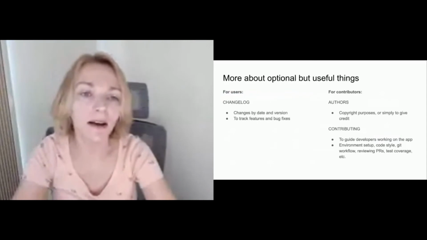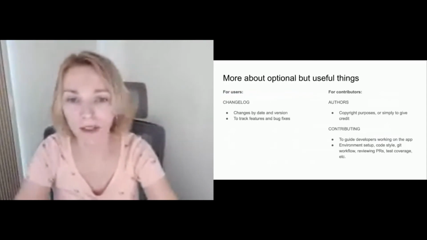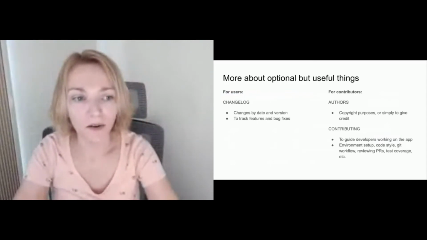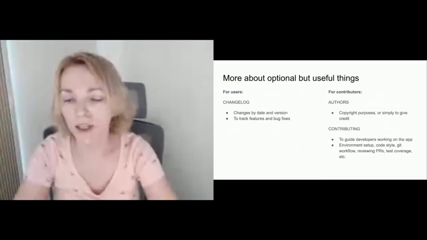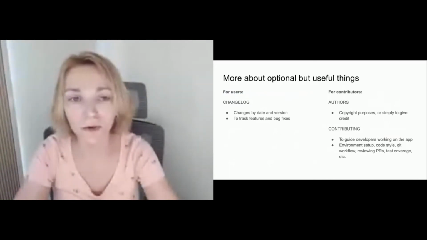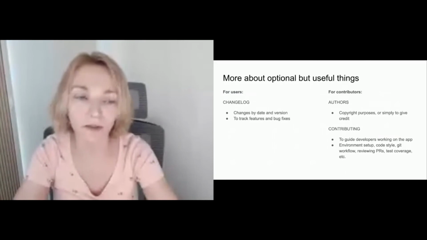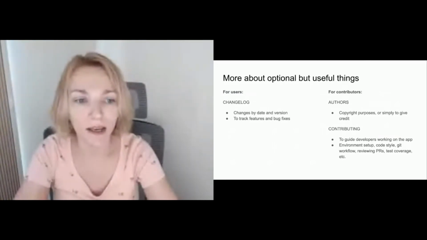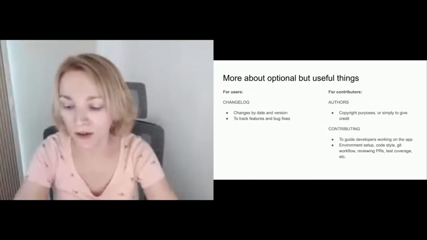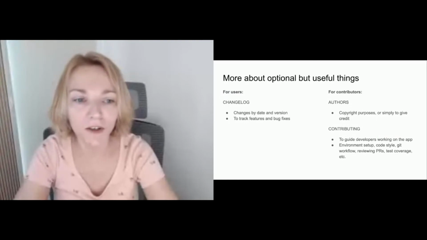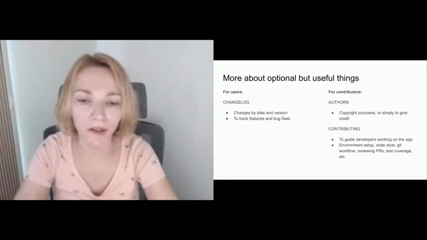Let's talk a bit more about optional but useful things. So changelog. What is changelog? It's useful for the users of your application, but also for developers. You would track all the changes, all the bug fixes and new features by date and version. And you can understand how it's useful, right?